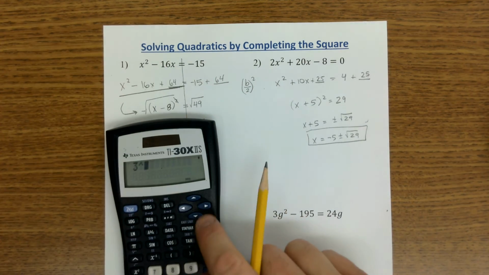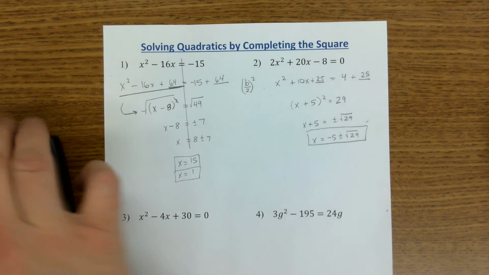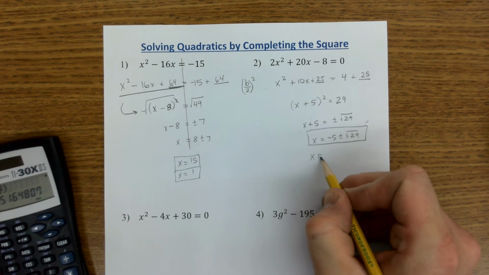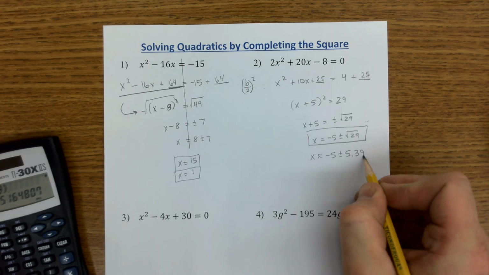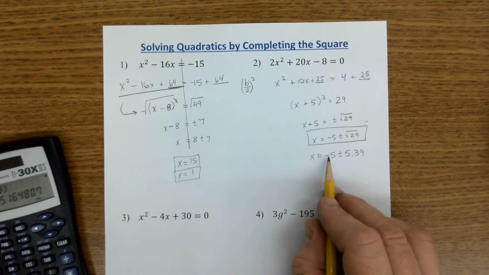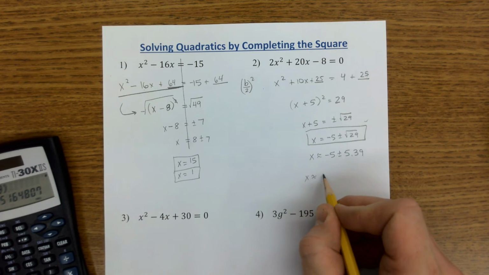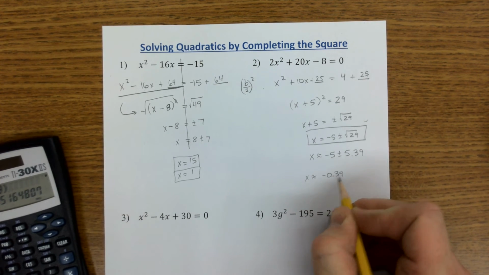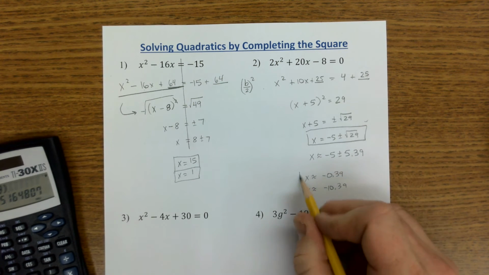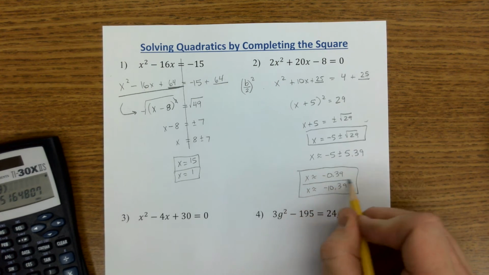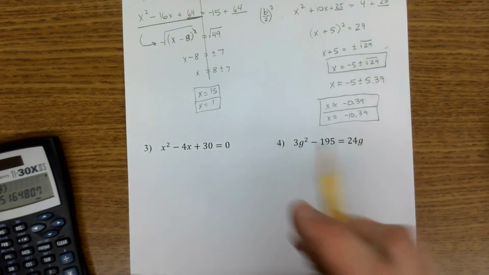If we do the square root of 29, we have 5.39, so I'm going to go ahead and write that in there. x is about negative 5 plus or minus 5.39. And now we can go negative 5 plus this and negative 5 minus this, and our two answers will be about negative 0.39, and x is about negative 10.39. So again, we have two answers here. We have an exact answer, we have approximate answers. All right, let's keep going.